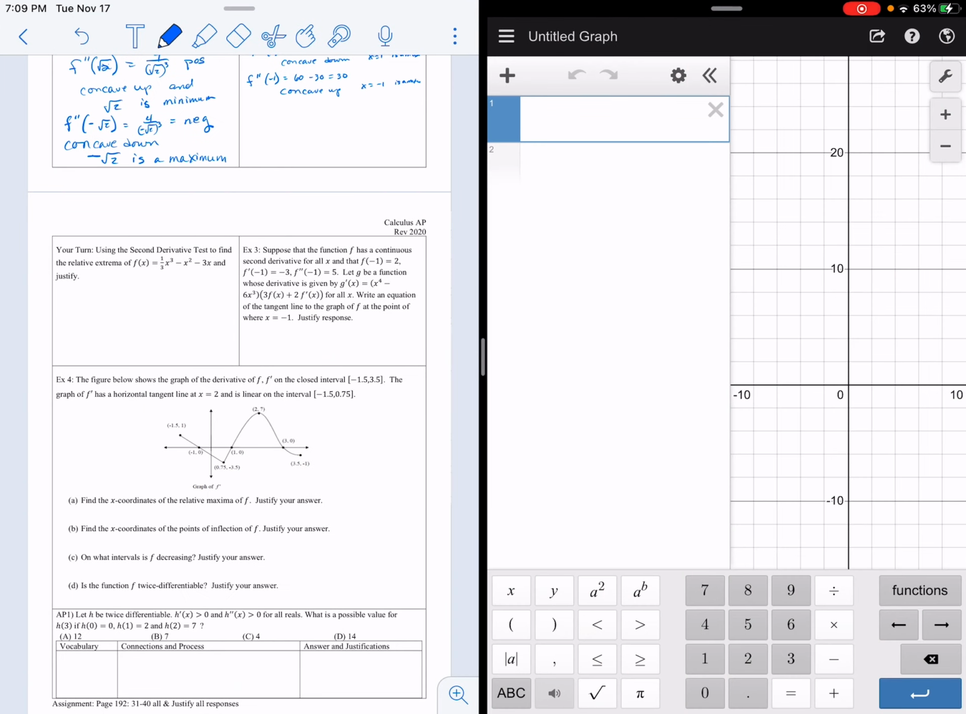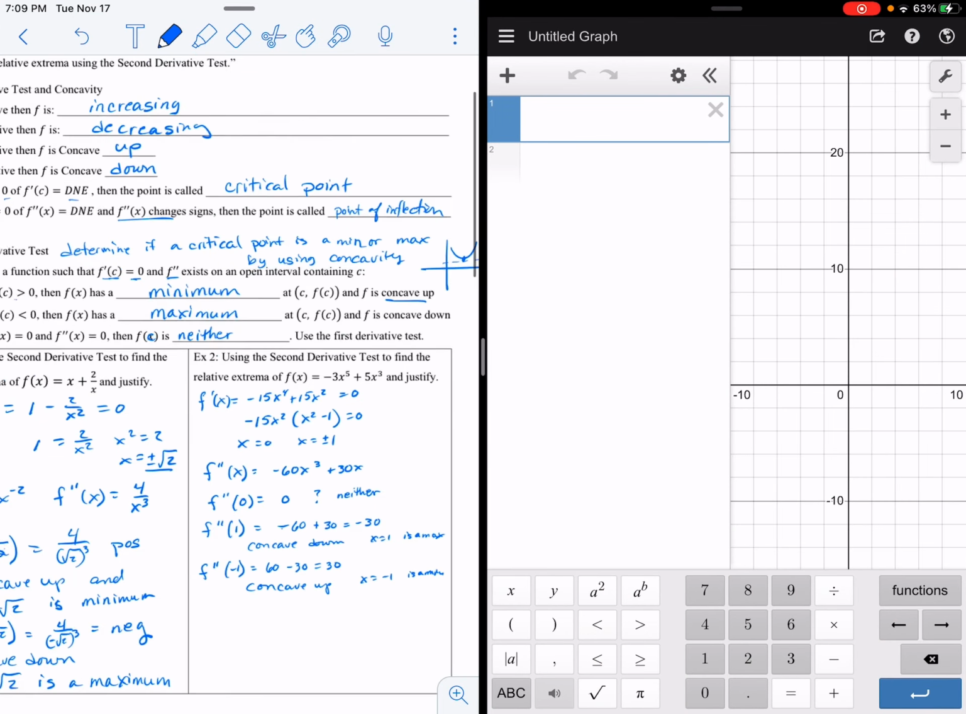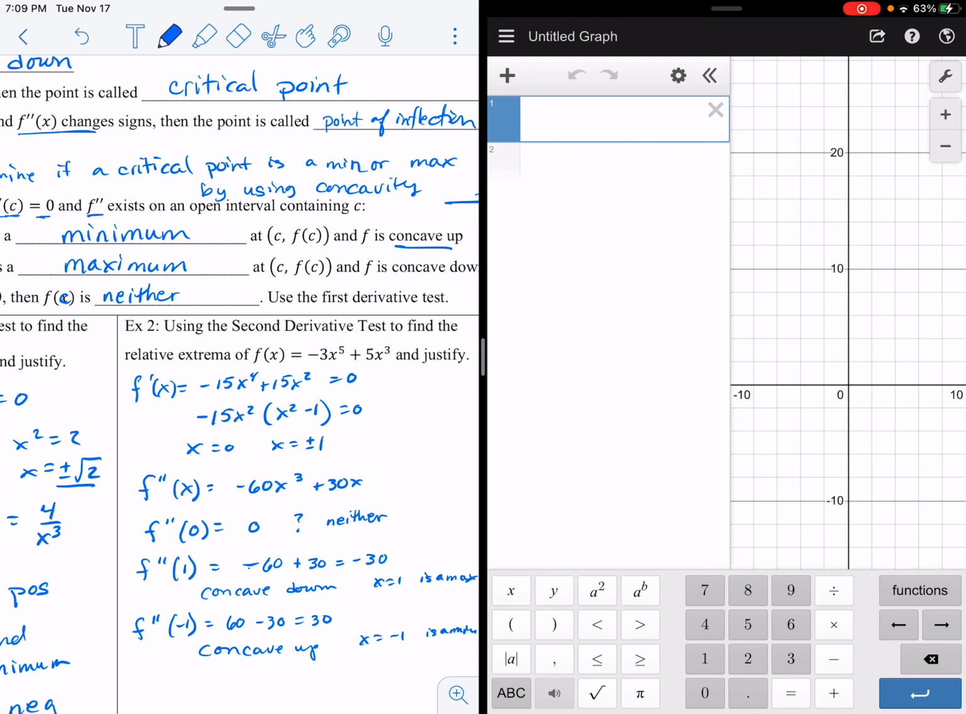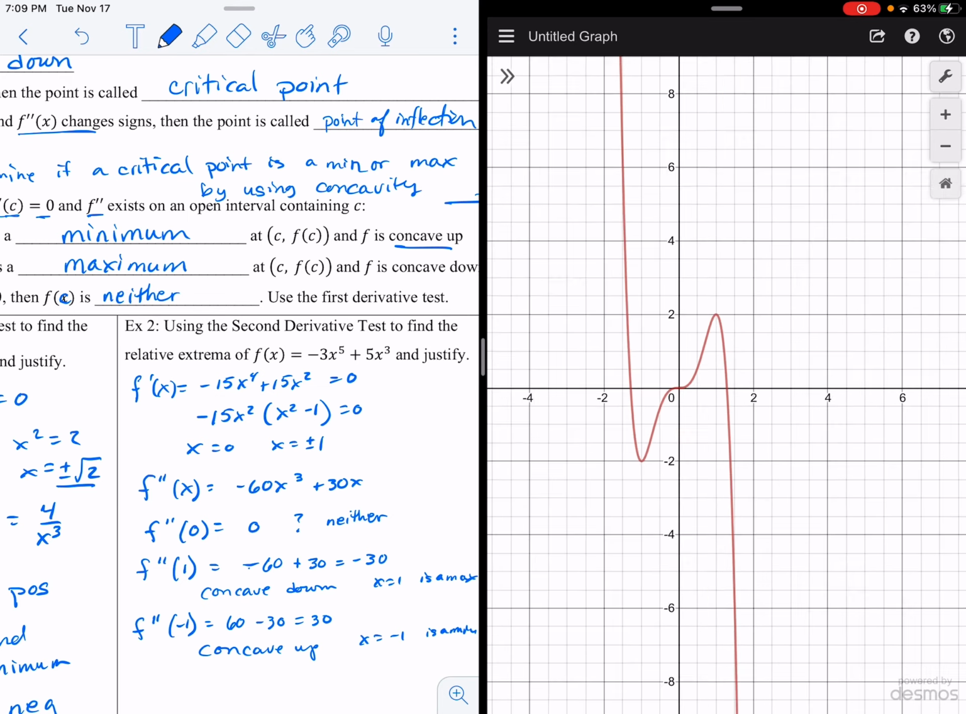There we go. All that to try and show you something. If I type this in, negative 3x to the fifth plus 5x to the third, close that. All right, here we go.